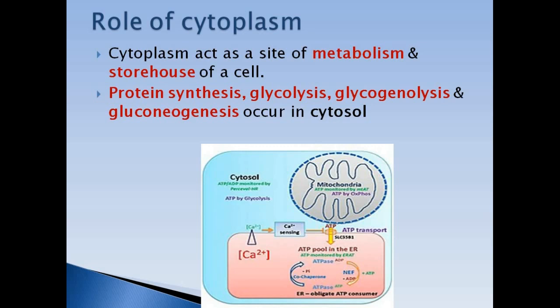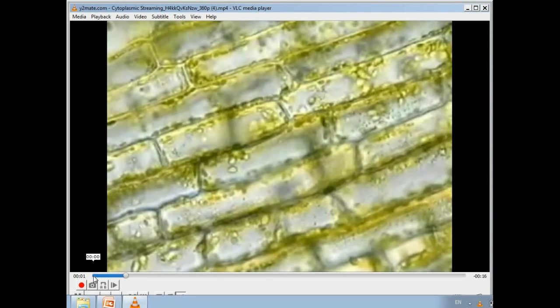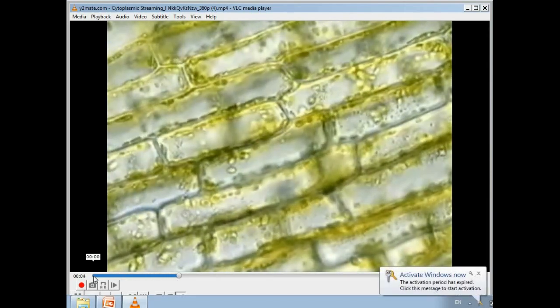That occurs in cytosol. But the storage of useful and waste compounds takes place in cytogel. The substances which are produced after metabolic reactions may be used by the cell, and some are required to be stored, so they are stored in the cytogel. And the waste which is produced in these metabolic reactions is required to be excreted out, but for the time being, before excretion, it is stored in cytogel. This is the streaming movement of cytoplasm in a plant cell.